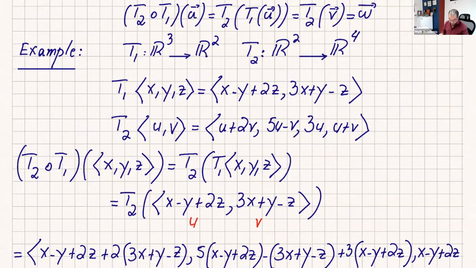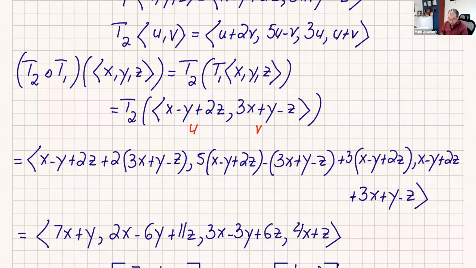So let's see how that works. Here we have u plus 2v, so it's just going to be x minus y plus 2z plus 2 times, and that's our v. Here we have 5u, so 5 times that, I wrote it here, minus v. Minus v, you can use a parenthesis, so it's minus that, and plus 3u, so it's going to be, it's a comma here.